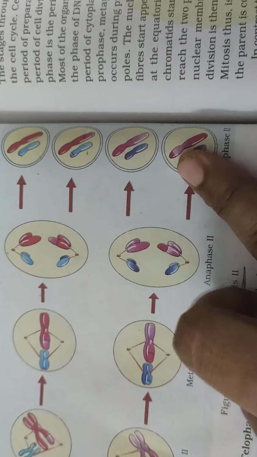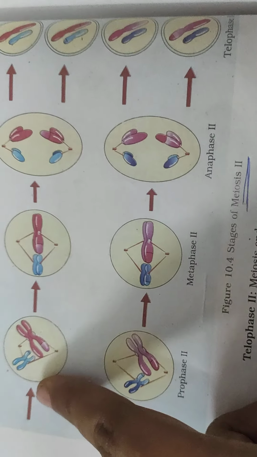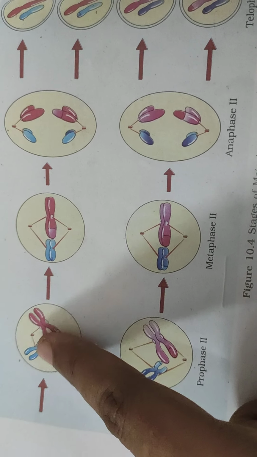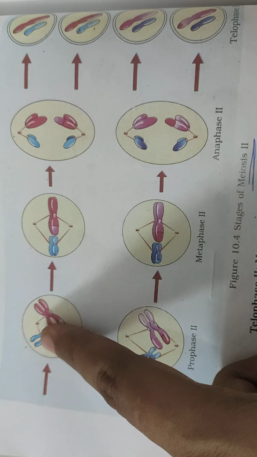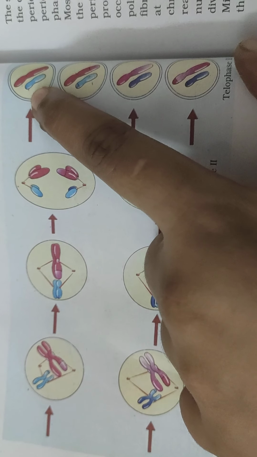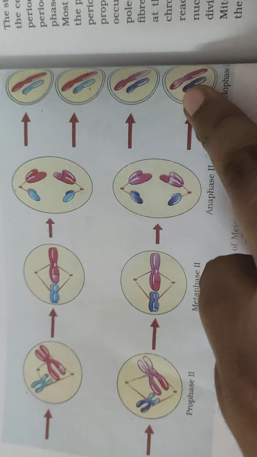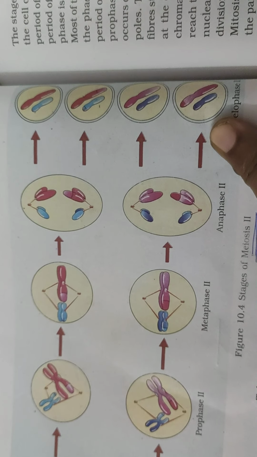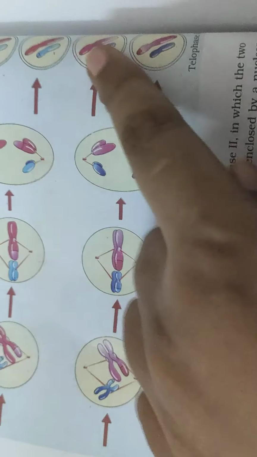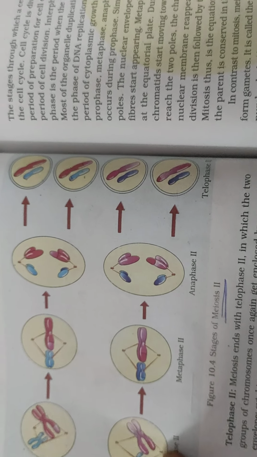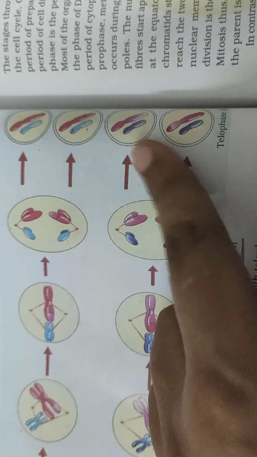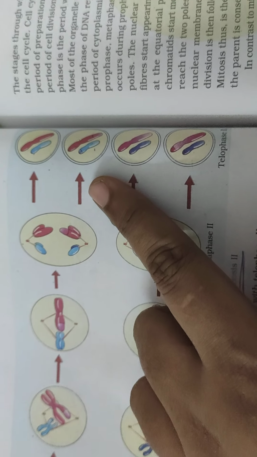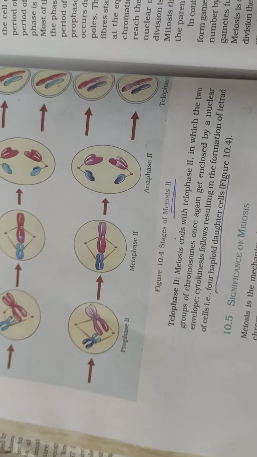Then coming to meiosis 2, what is happening? Ultimately, each sister chromatid, this is one chromosome, each sister chromatid is coming to the haploid cells. So there are 4 haploid daughter cells in the meiosis process, maybe either of the sperm or of the egg. Now what would happen if they fuse? For that we will see.